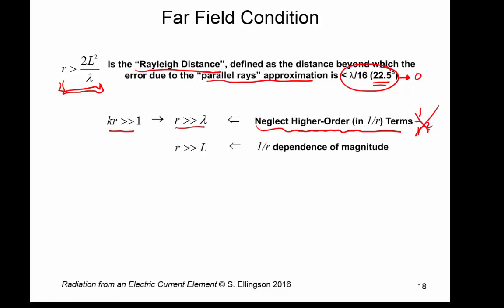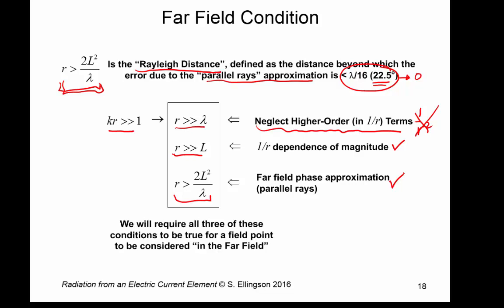Another thing we said was that the distance between the origin and the field point was much greater than the length of this current element. And this ensured a 1 over R dependence in magnitude, at least approximately. And then, as I've just identified above, we say that R is greater than 2L squared divided by lambda. That's the Rayleigh distance. And that tells us that the far field phase approximation, this parallel rays approximation, is pretty good.